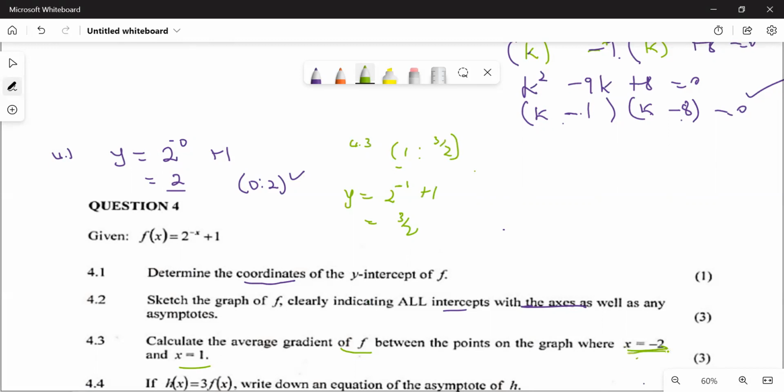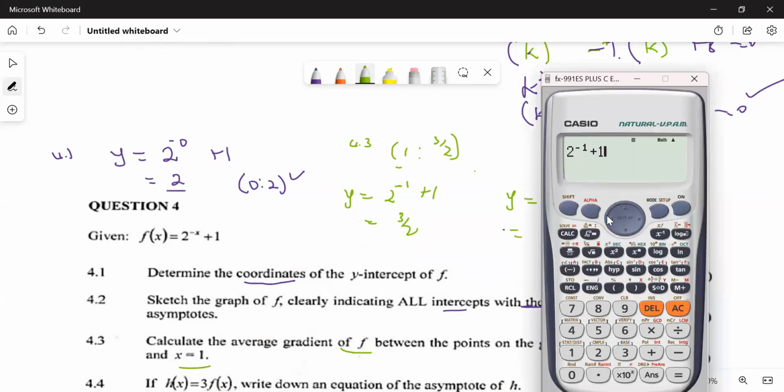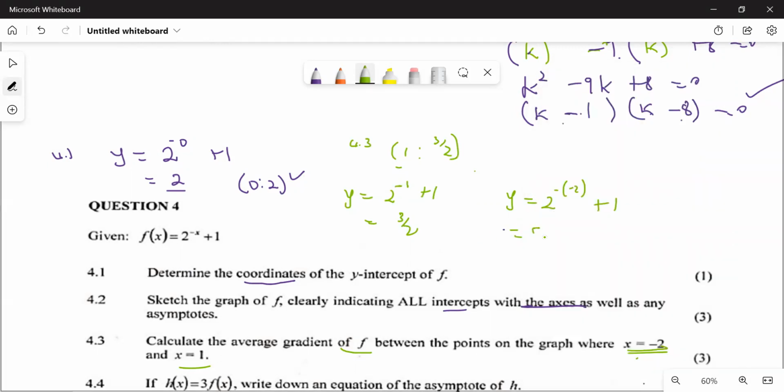We know x is minus 2 again. When x is minus 2, we're going to have y equal to 2 to the power of minus, open bracket, minus 2 plus 1. And then we want to know what our y is. Now, instead of putting 1, what are we going to put? We're going to put minus 2 again. And if we put minus 2, what do we get? We get 5 again.